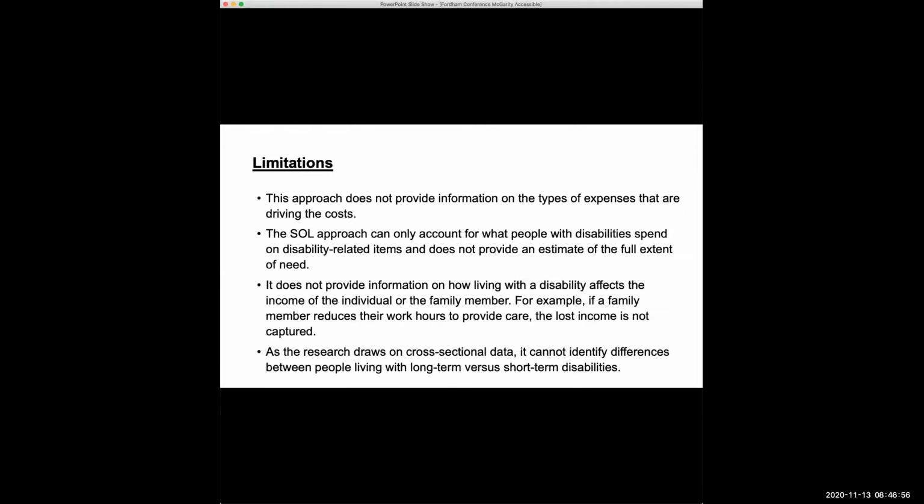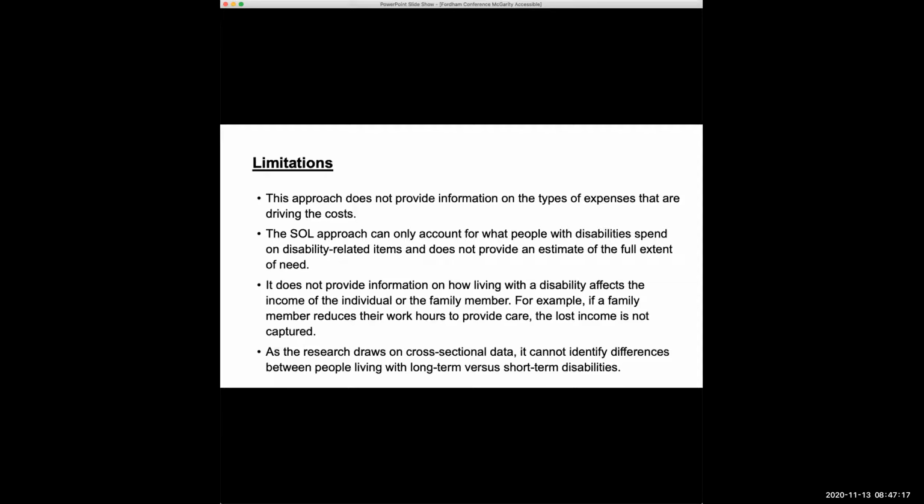All right. So like all research, there were some limitations to our study that we'd be remiss to not acknowledge. The first limitation is that the standard of living approach that we used doesn't uncover the types of expenses that are driving these extra costs. It does tell us that there are extra costs, but it can't really tell us what those extra costs are.